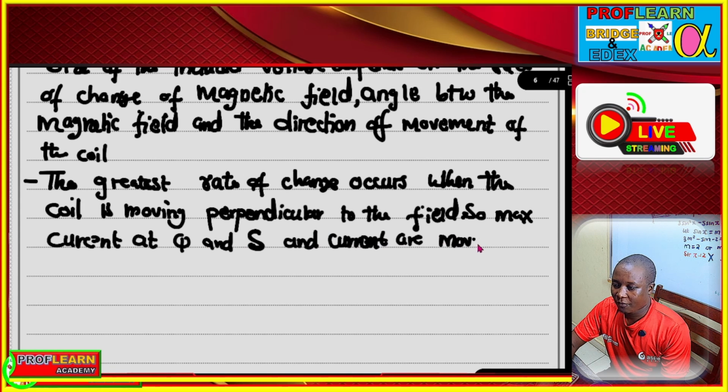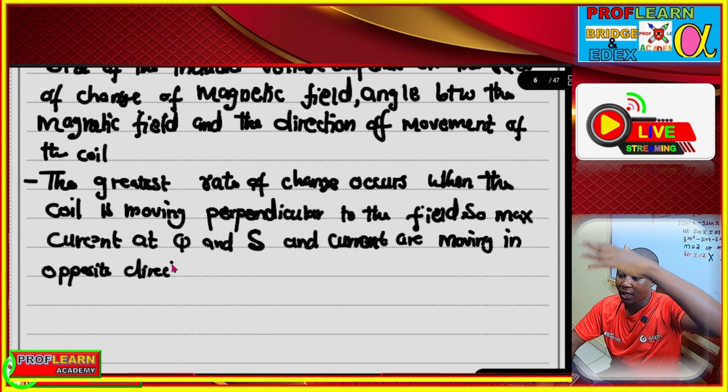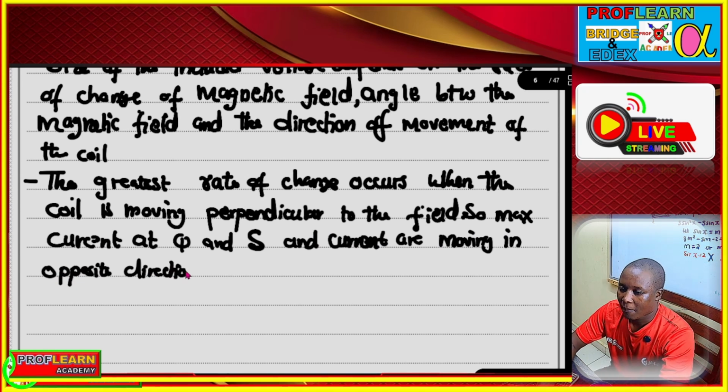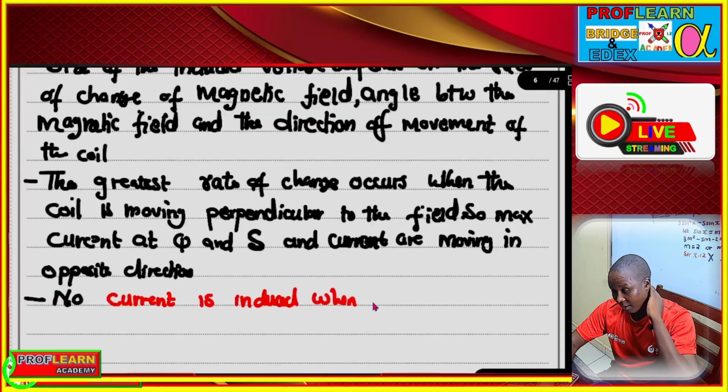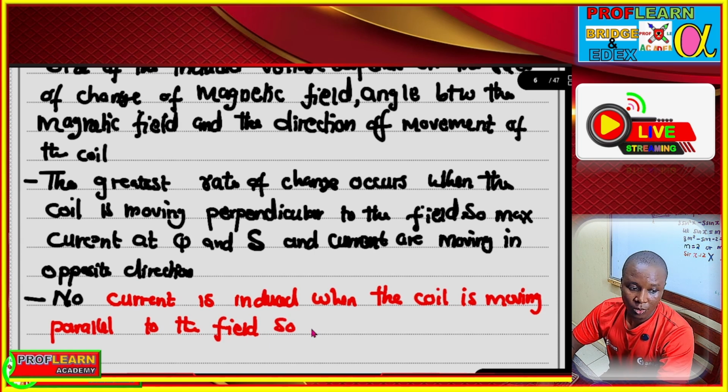And the currents are moving in opposite directions, so that's why you can see Q is the positive highest point and S is the lowest point, but that's when we have the maximum. The next part is to identify when no current is induced. No current is induced when the coil is moving parallel to the field, and that occurs when the coil is vertical.